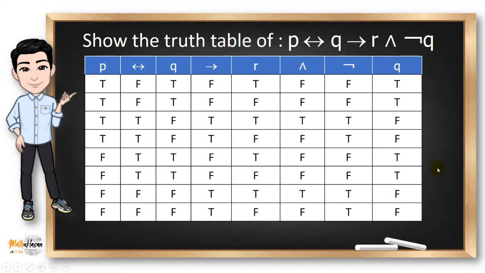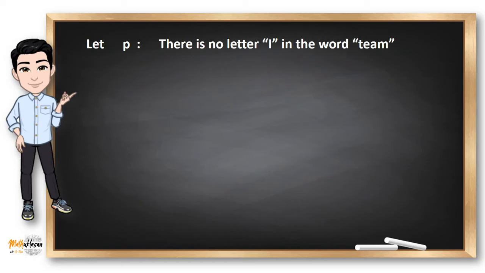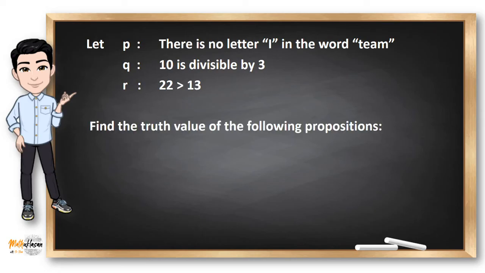Now that we are used to the values in the truth table, it will be easier for us to solve this kind of problem. Let P be the proposition there is no letter I in the word team. Q be the proposition 10 is divisible by 3. R is the proposition 22 greater than 13. Find the truth value of the following propositions.